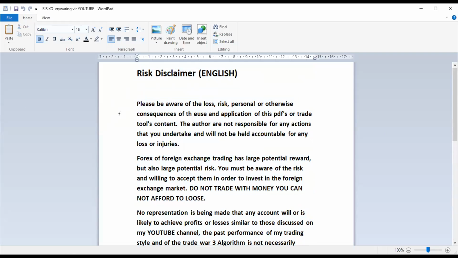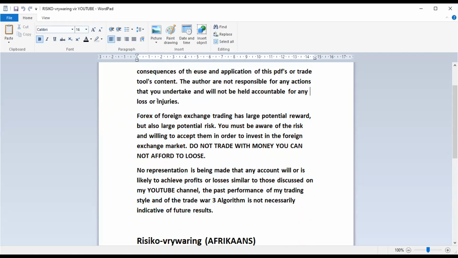Please be aware of the loss, risk, and personal or otherwise consequences of the use and applications of this PDFs or trade tools content. The authors are not responsible for any actions that you undertake and will not be held accountable for any loss or injuries. Maybe if you pull out your own hair or something. Okay, then Forex or foreign exchange trading has large potential reward, but also large potential risk. You must be aware of the risk and willing to accept them in order to invest in the foreign exchange markets. Do not trade with money you cannot afford to lose. Please, guys, this is very critical.